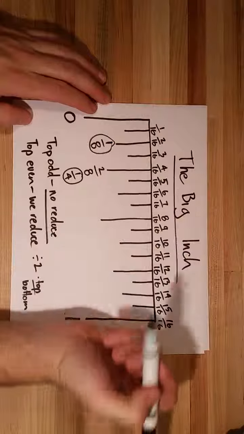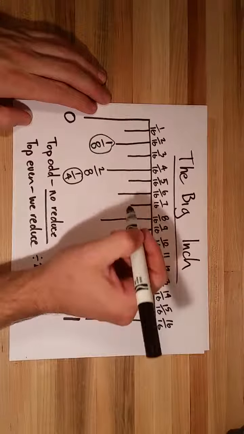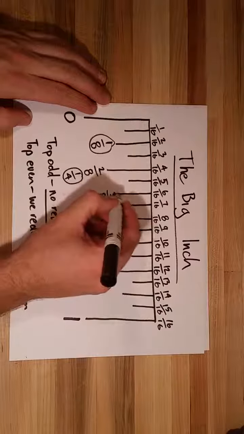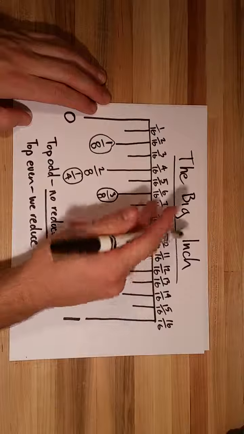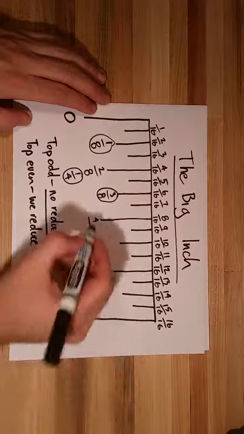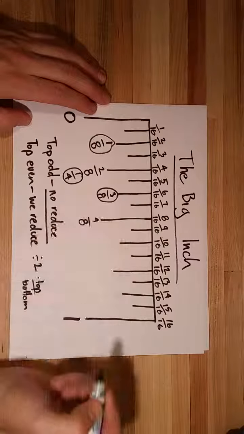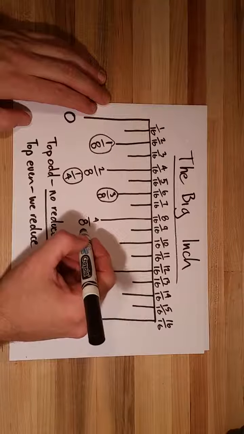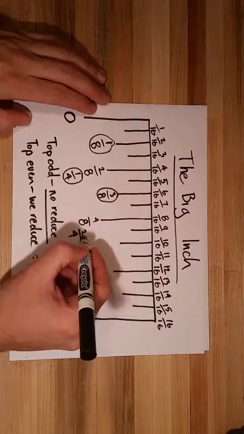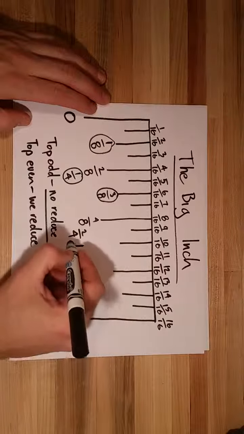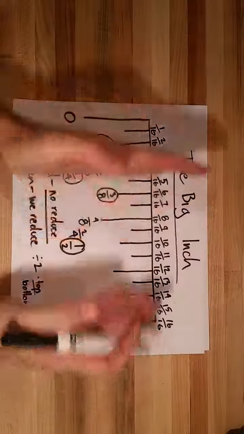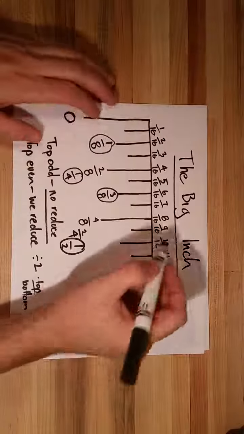5/16 don't reduce because the top is odd. 6/16, 6 is even. 6 divided by 2 is 3. 16 divided by 2 is 8. So the answer there is 3/8. 7/16 can't reduce. 8/16, so 8 divided by 2 is 4. 16 divided by 2 is 8. That's still even, so we can reduce that further. 4 divided by 2 is 2. And 8 divided by 2 is 4, but we can still reduce. And 2 divided by 2 is 1. And 4 divided by 2 is 2. And it's 1/2. And if you look at that, that's halfway between 0 and 1.